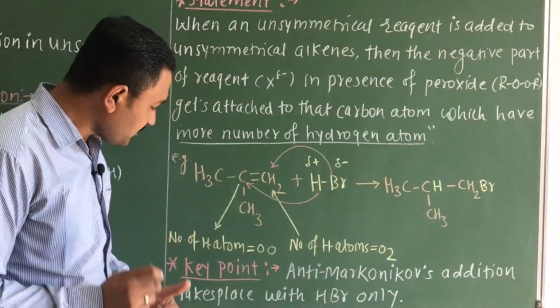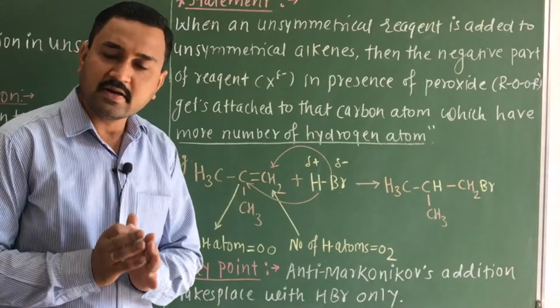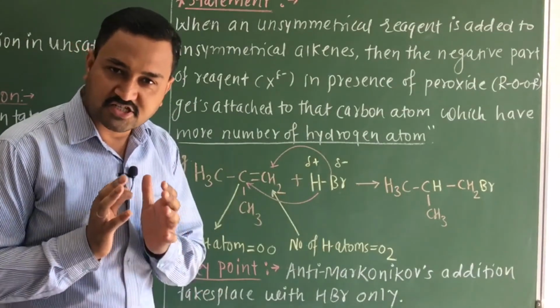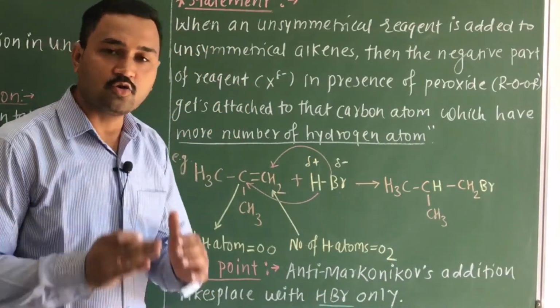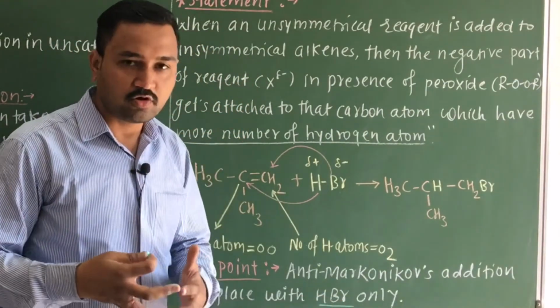And now the last point, that is our key point. Remember, anti-Markovnikov addition reaction takes place only with HBr. So that is, hydrobromic acid shows the anti-Markovnikov addition.